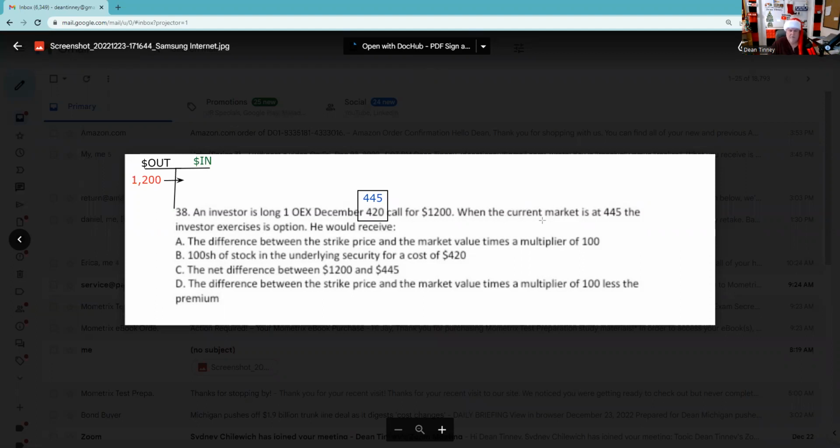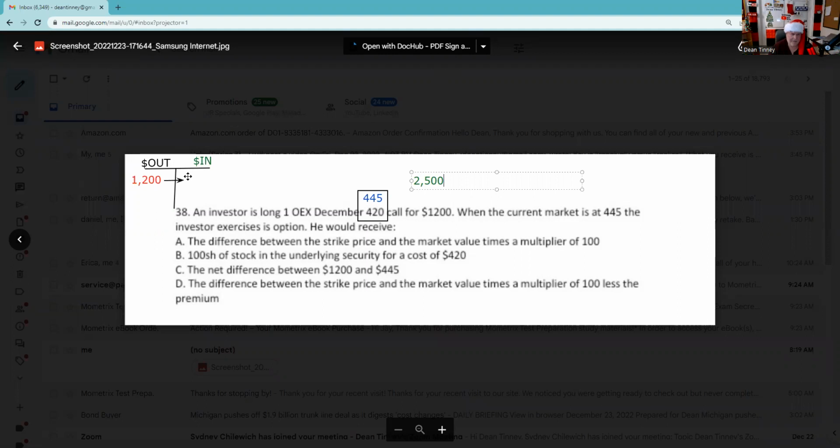Okay, with the current market value, you exercise the contract. So when you exercise, as we just said, you're going to get the intrinsic value, which is 25 points or $2,500. Index options settle in cash.